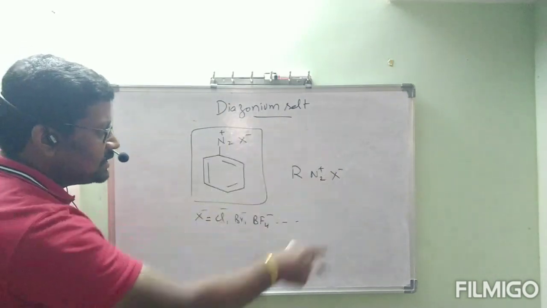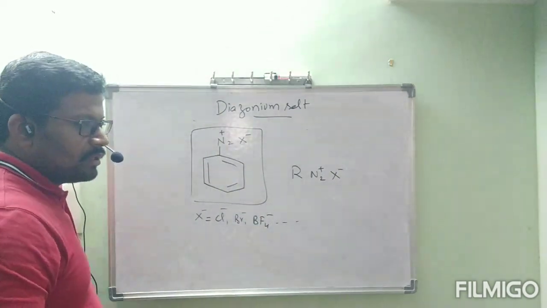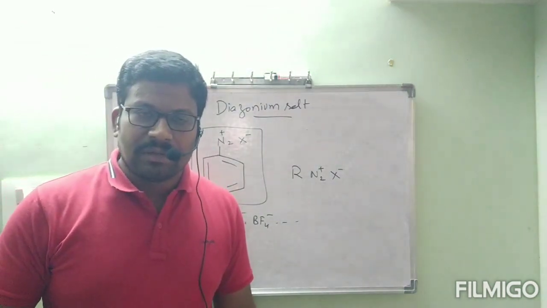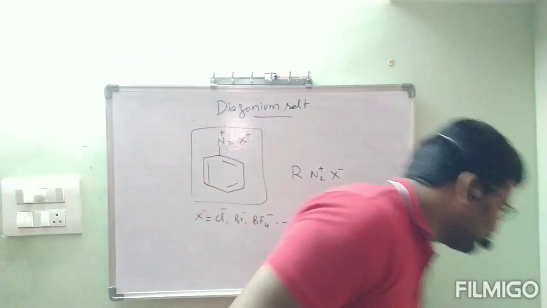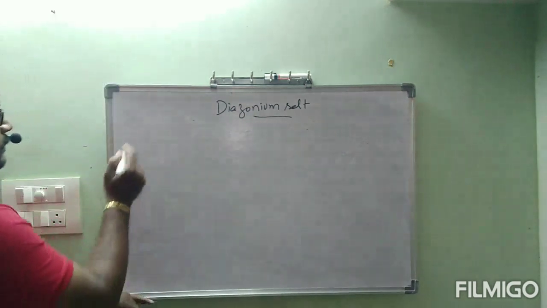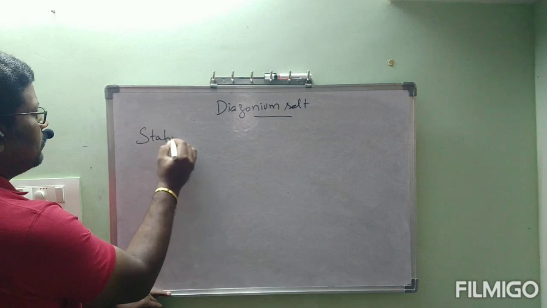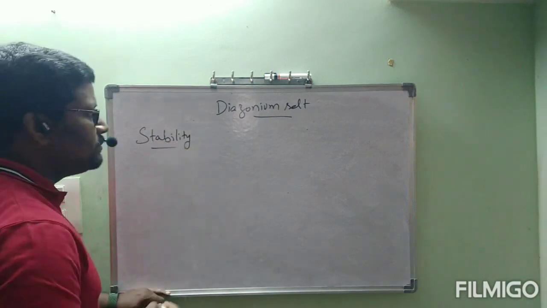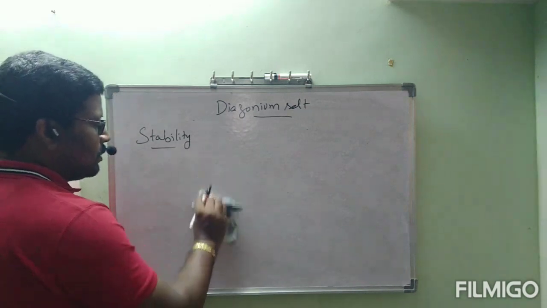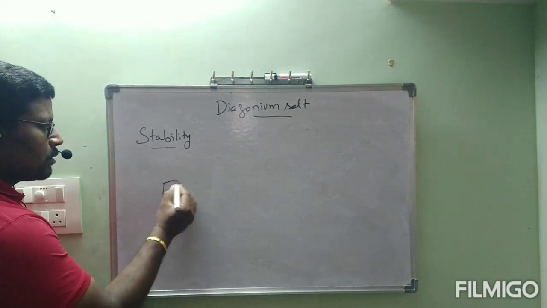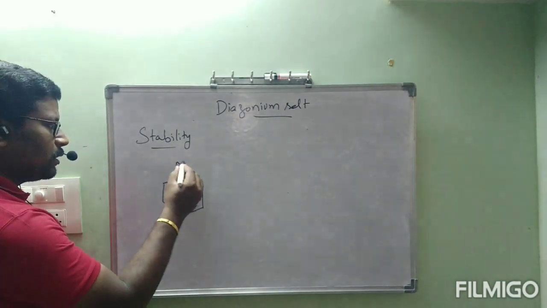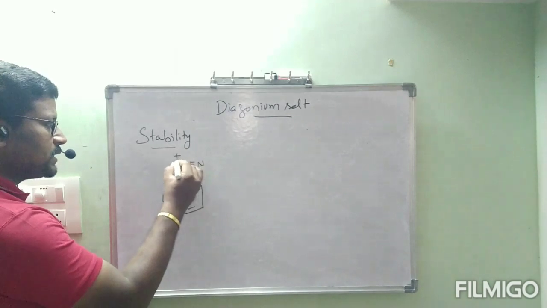Okay, this is the introduction regarding diazonium salts, and the next heading is the stability of benzene diazonium chloride or salt. Okay, let us see. Stability of this diazonium salt. Structure of this: C6H5 N triple bond N plus.